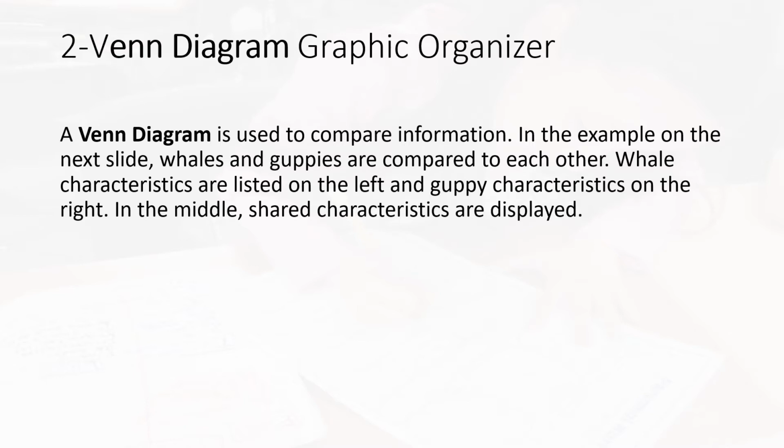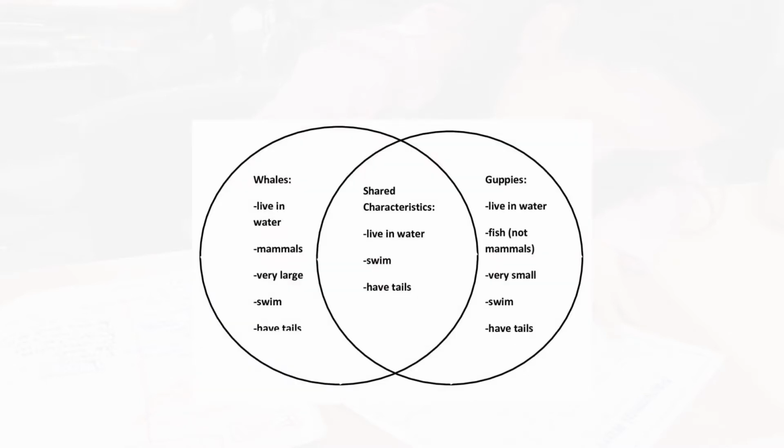So a second kind of graphic organizer is a Venn diagram, and a Venn diagram is used to compare information. In the example on the next slide, whales and guppies are compared to each other. Whale characteristics are listed on the left and guppy characteristics on the right. In the middle, you will see the shared characteristics. So here's the Venn diagram.